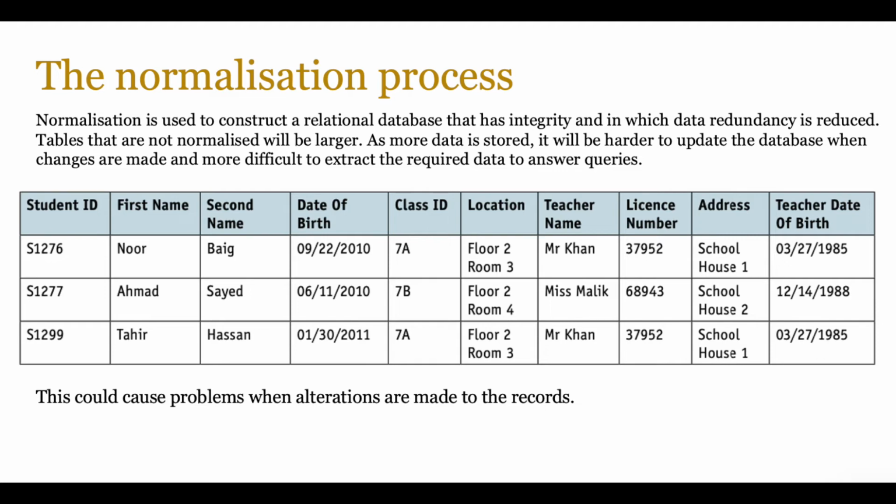And for example, if Mr. Khan leaves, there might be multiple students where you need to go and change the teacher name and perhaps their license number. And if all the students from a particular class, like class 7B, leave, then all details about class 7B will actually be lost, because everything related to the class is stored with each student. So if you delete a particular student, that class data goes. And obviously if you delete all the students, all the class data will go and it will not be present anywhere else.